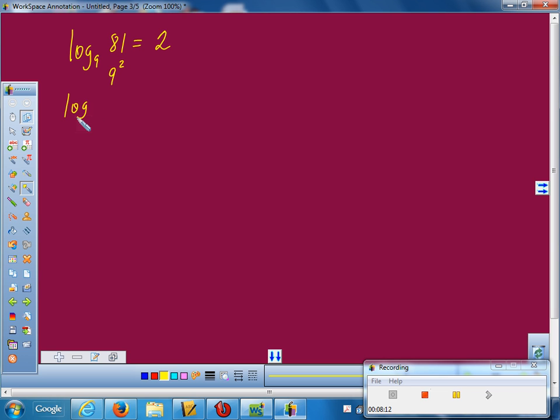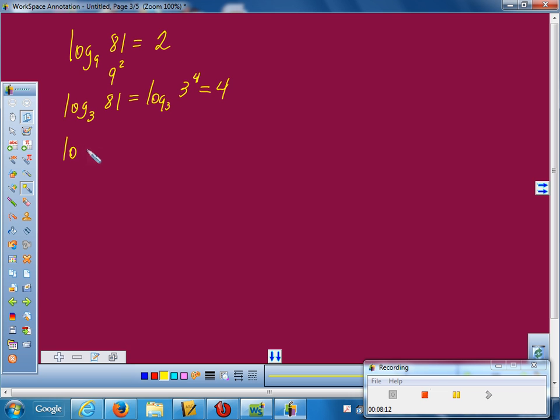So, what if I did log base 3 of 81? 3 to what power is 81? Colin wins. 3 to the 4th is 81. So the answer is 4.